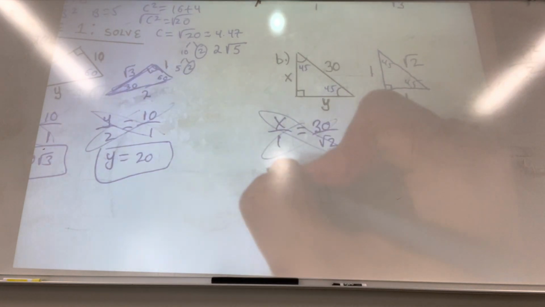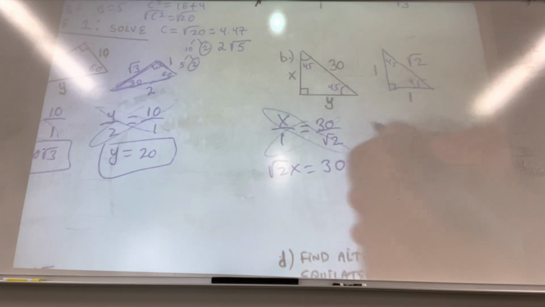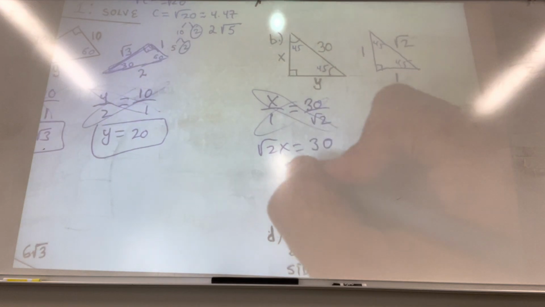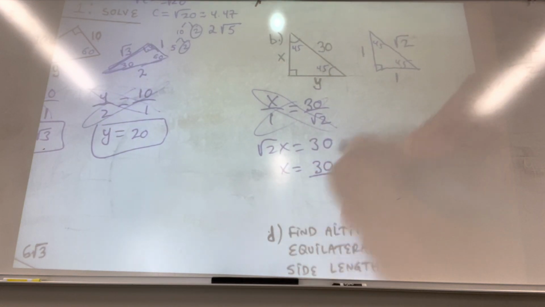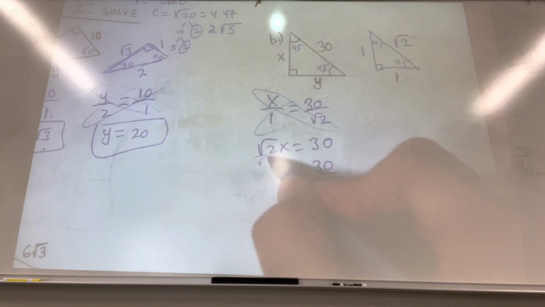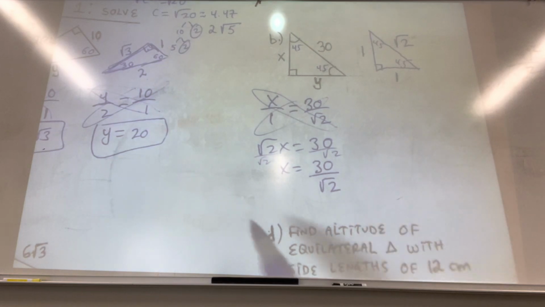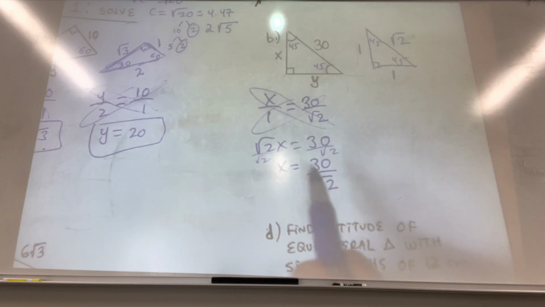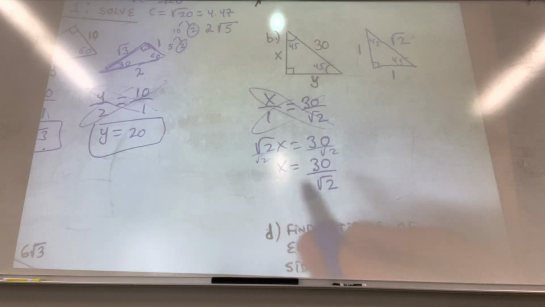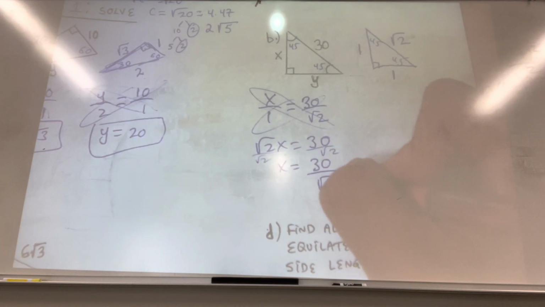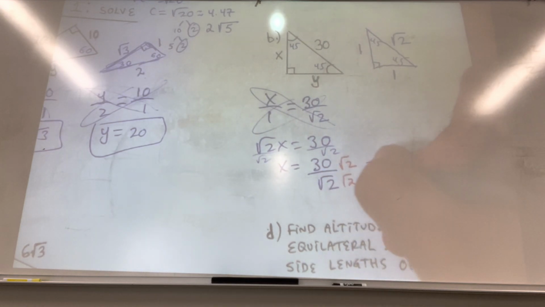Multiply, multiply, we get radical 2 x is equal to 30. You divide by radical 2 on both sides, which cancels the radical 2, and we get x is equal to 30 over radical 2, which we said yesterday is a good answer. But if it's multiple choice, you will not see it that way. Because what do we do to both sides? Multiply by radical 2.